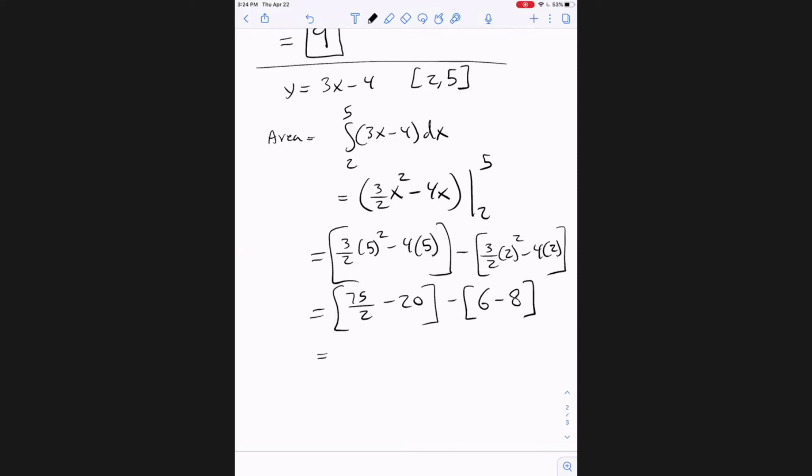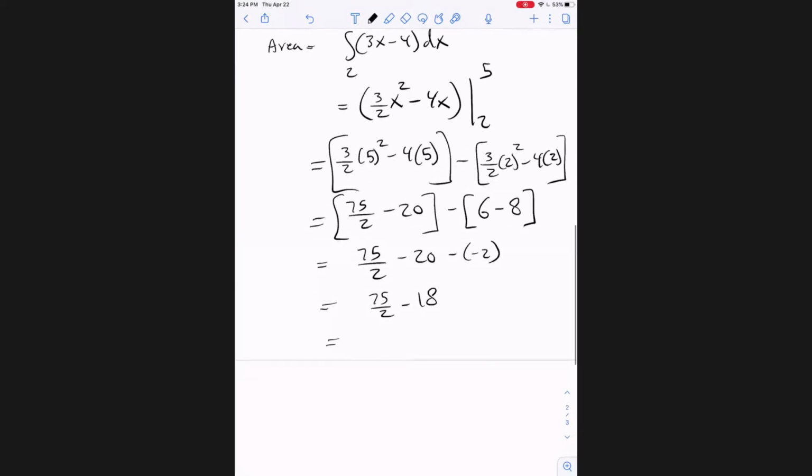All right, so let's see here. 75/2 minus 20 minus -2, which ended up being plus 2. So -20 plus 2 is -18. 18 is really 36/2. 75 minus 36 is 39/2. And see, no sigma or i and n or anything. Just some number crunching.